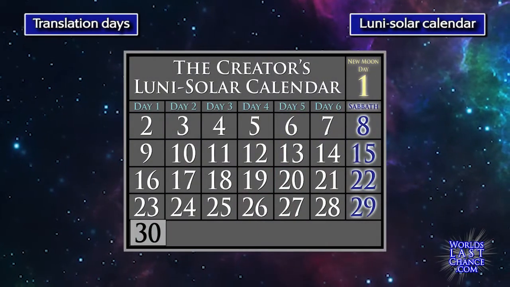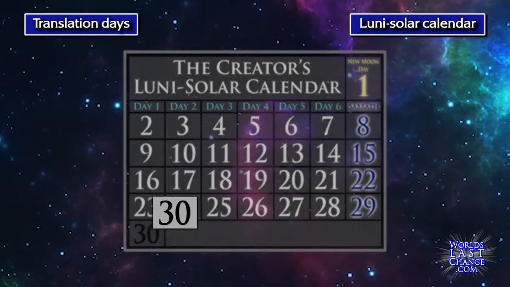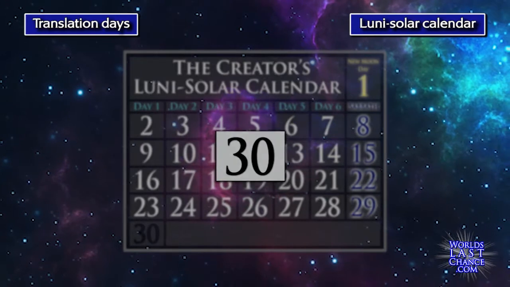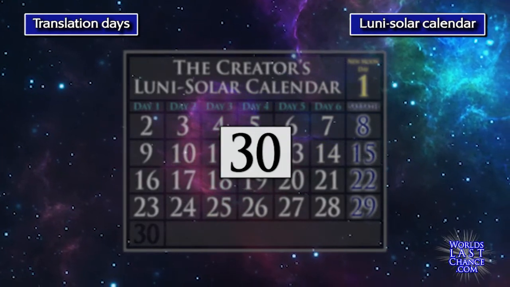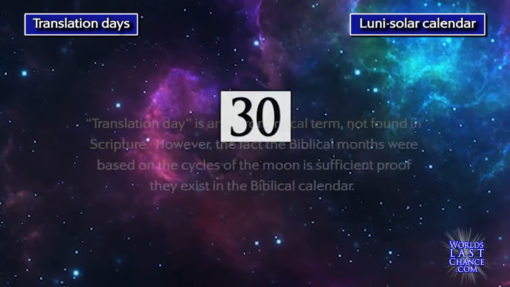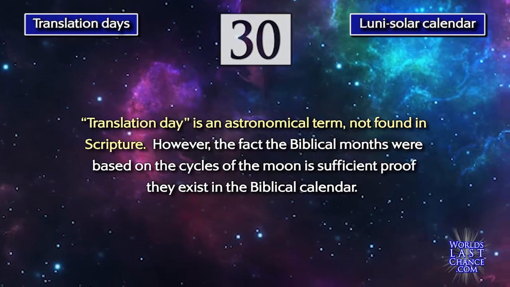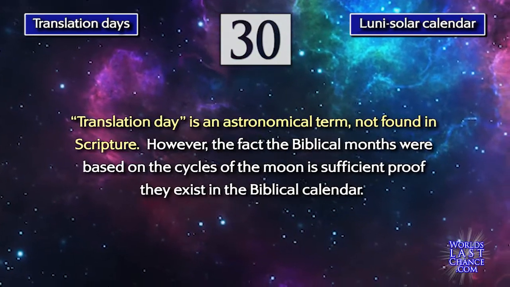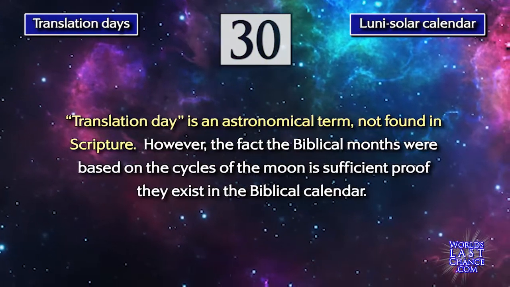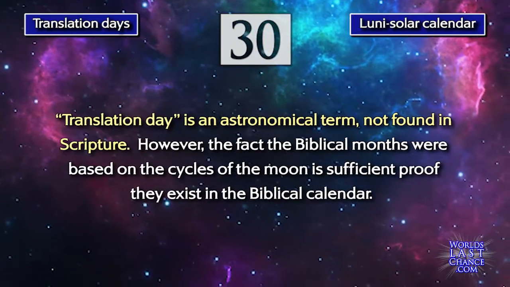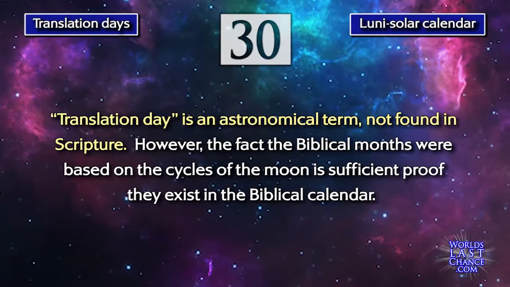Translation days have no direct correlation in the modern solar calendar. However, it is necessary to understand what they are in order to have a clear comprehension of Yahweh's calendar. Translation Day is an astronomical term, not found in Scripture. However, the fact the biblical months were based on the cycles of the moon is sufficient proof they exist in the biblical calendar.